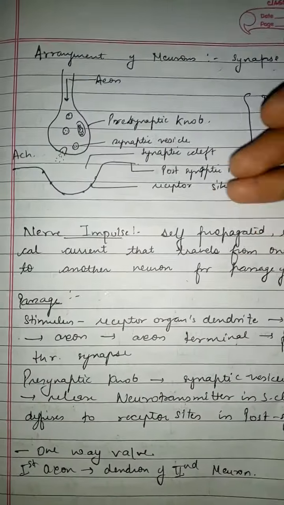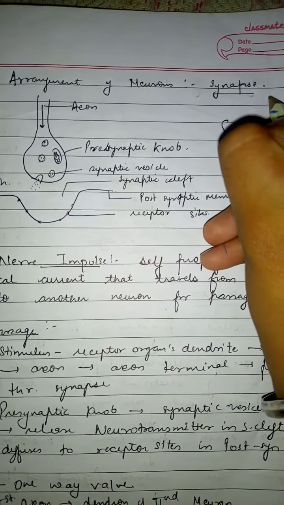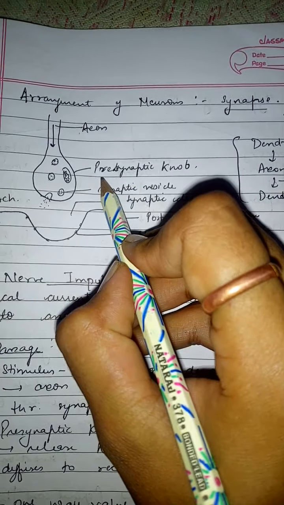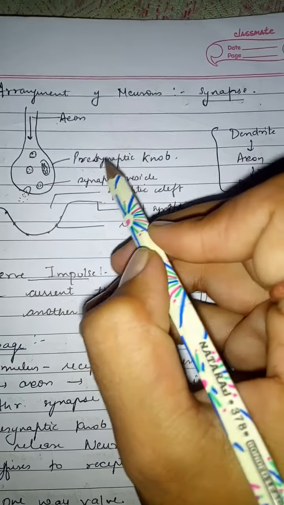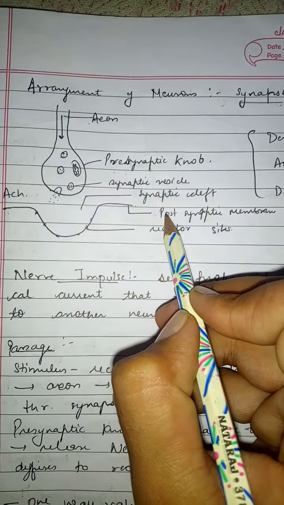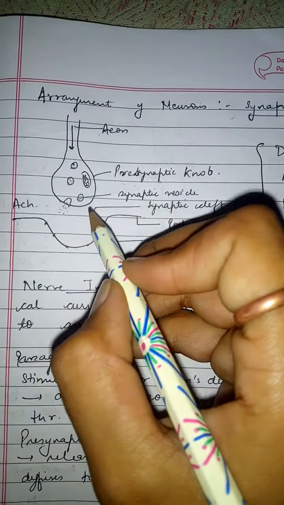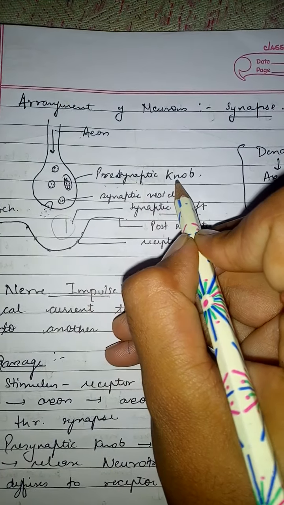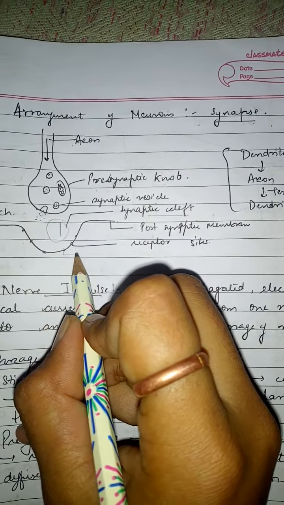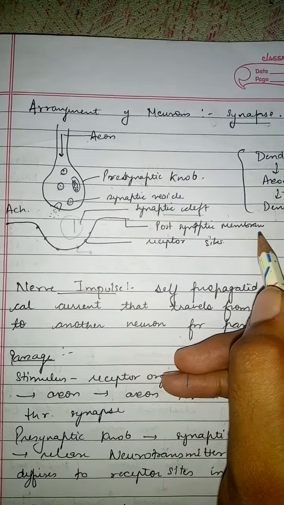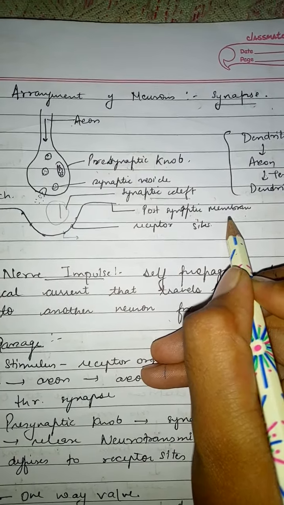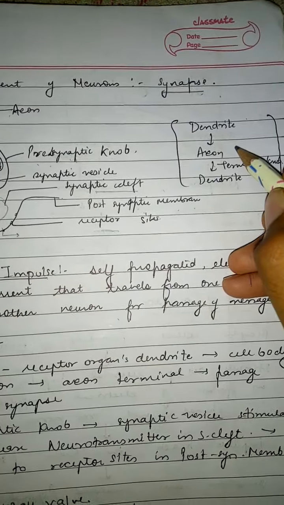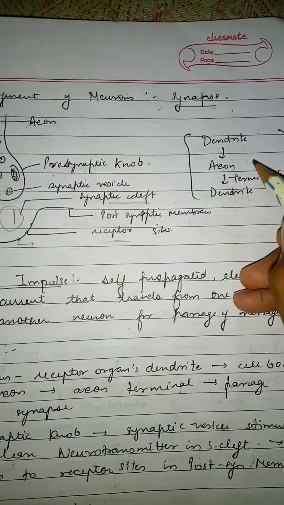Arrangement of neurons. Neurons are arranged in a sequence connected by a synapse. The axon gives off terminal arborizations called axon endings, which are attached to the dendrite of another neuron with a space. This space is called the synaptic cleft. The knob is called the presynaptic knob, and the membrane of the next neuron is called the postsynaptic membrane. This postsynaptic membrane consists of receptor sites. The flow of information is from dendrite to axon, and from the axon to the dendrite of the next neuron.